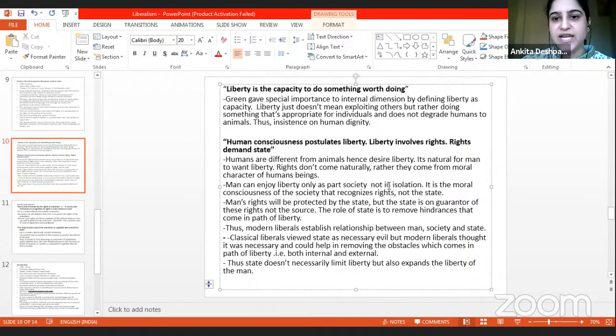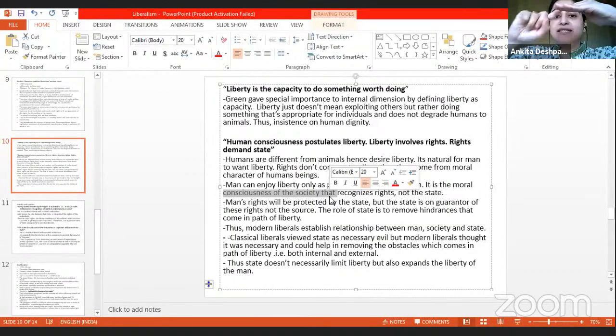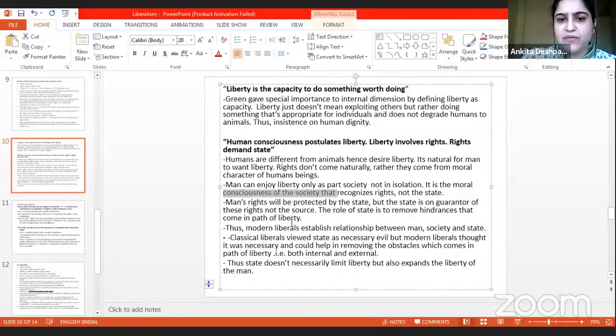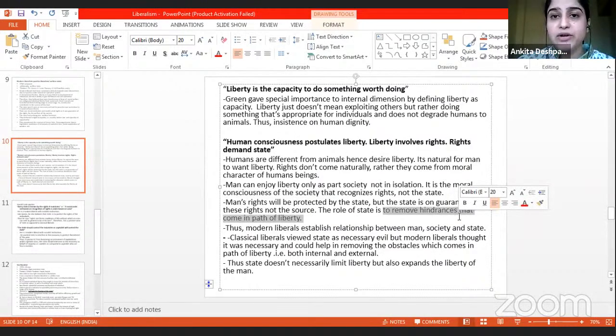So according to T.H. Green, rights are moral characters of a person. These rights come from and are recognized by the moral consciousness of a society. So society is more important because it recognizes rights. And the state is required only to remove hindrances to the enjoyment of liberty and to guarantee these particular rights. And to remove any hindrances. So, what is more important according to T.H. Green?